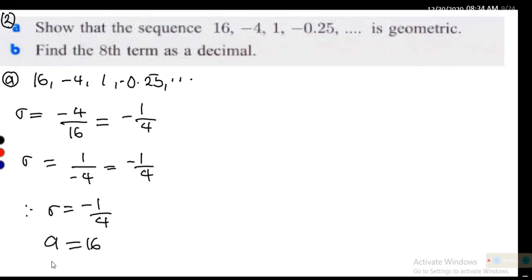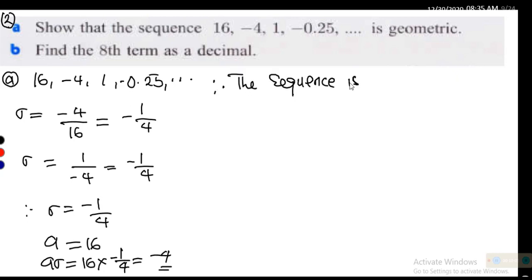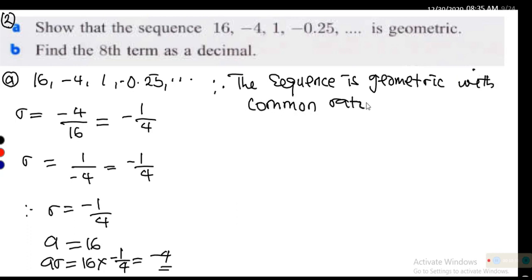The second term AR equals 16 times minus 1 over 4, which is minus 4. So therefore the sequence is geometric with common ratio minus 1 over 4.